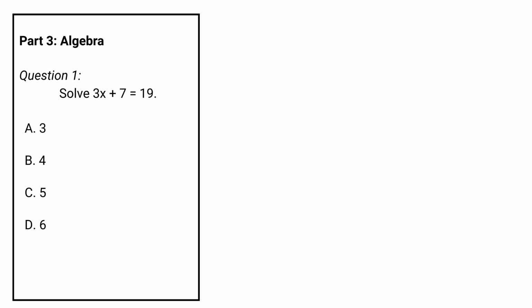Now it's time for algebra. Many students find this scary, but it really comes down to just a handful of rules. Here's an algebra problem. Solve 3x plus 7 equals 19. Your options are A, 3, B, 4, C, 5, D, 6. Pause the video and try it out.